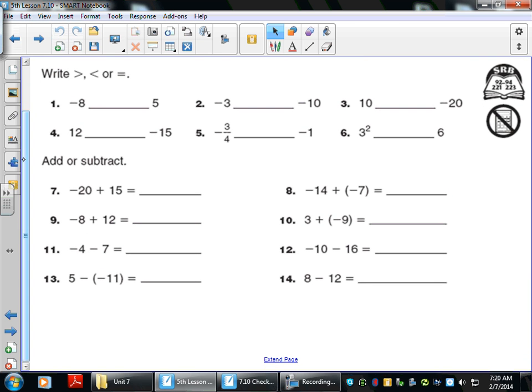The first problem is just asking us to do greater than, less than, or equal to. So stuff that you really haven't had problems with in the past. So we'll go over it, we'll review it just in case if there is some confusion, we can clear that up.